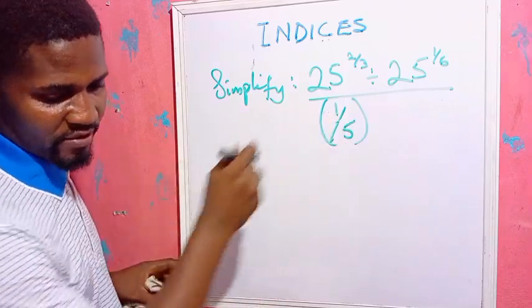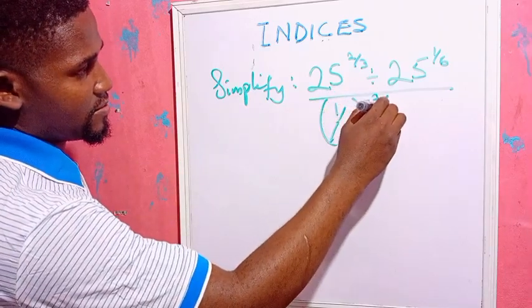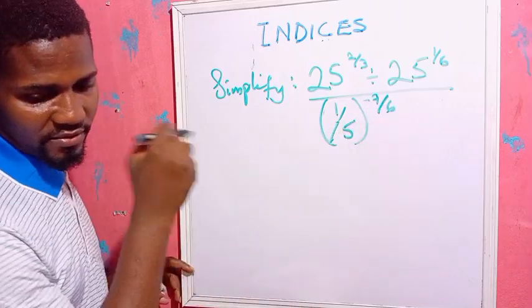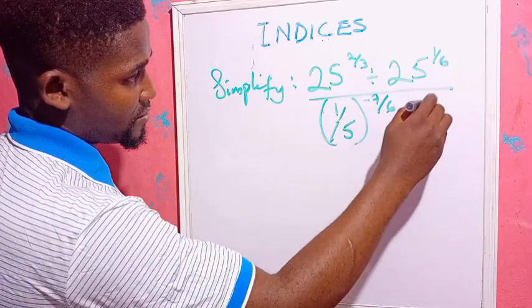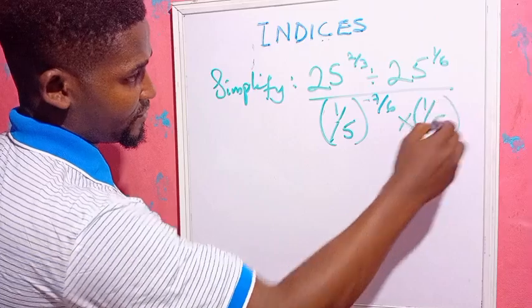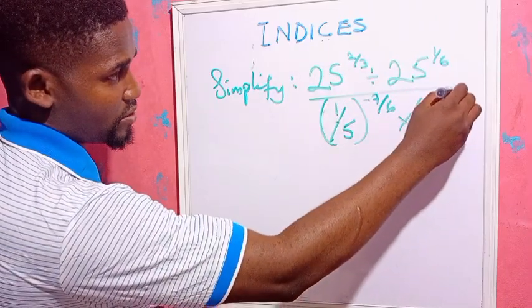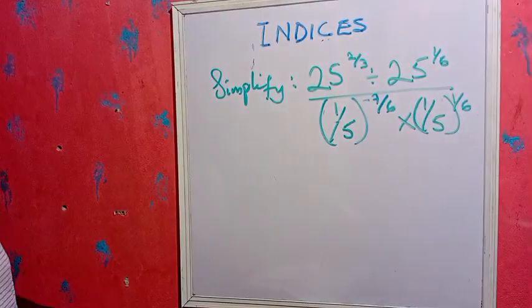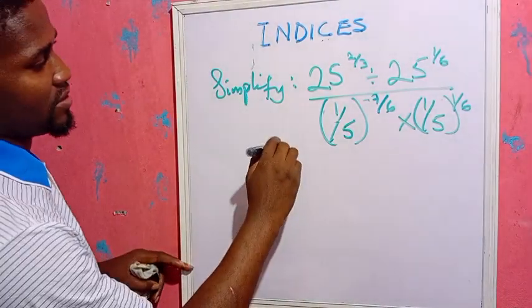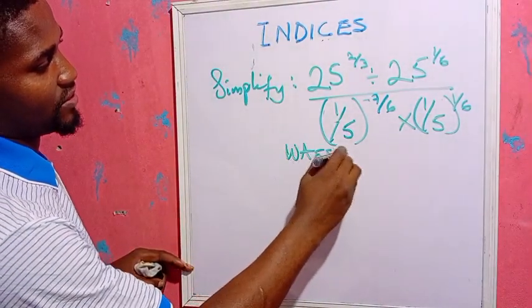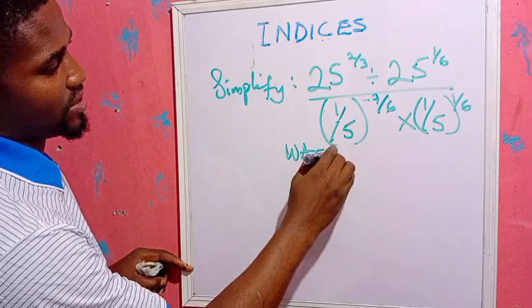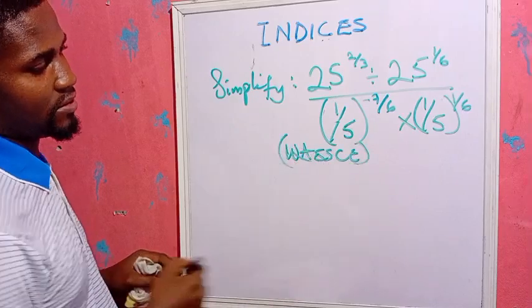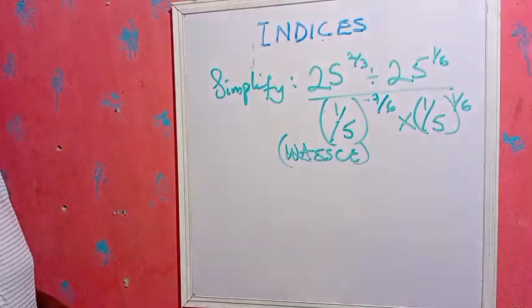1 over 5 raised to the power minus 7 over 6, times 1 over 5 raised to the power 1 over 6. This is the question. I just had to pick it from one of the series. It's a past WAEC question. So how do we go about this question?